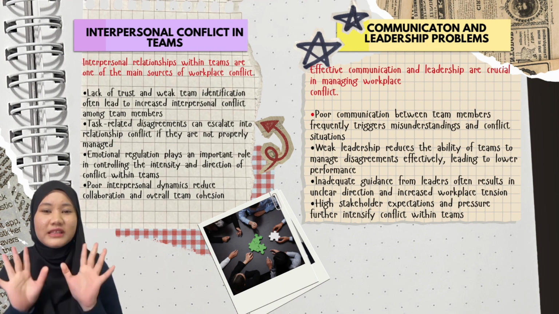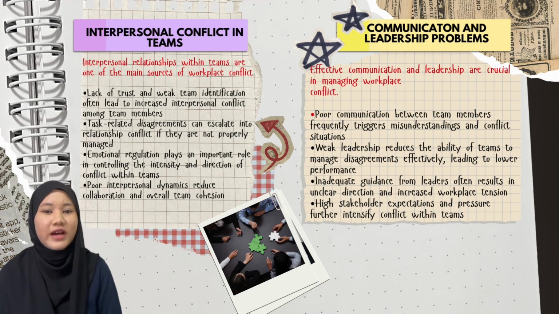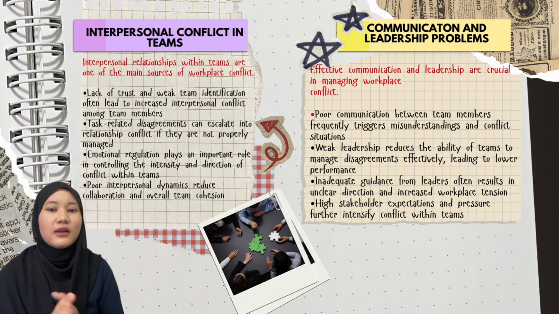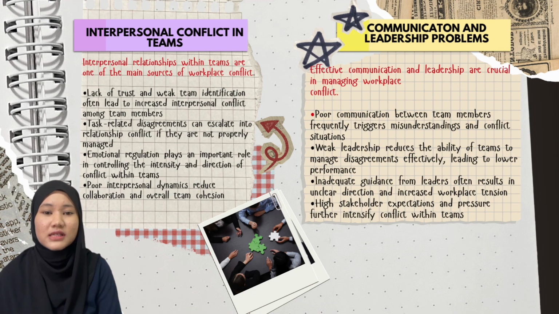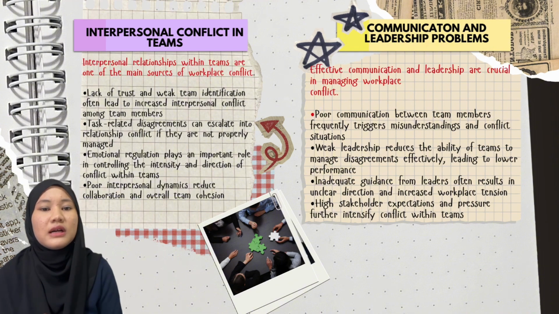Based on the analysis of the 10 selected journals, the first issue identified is interpersonal conflict in teams. This issue refers to conflict that occurs between team members due to differences in opinion, attitude, and ways of working. The journals show that a lack of trust and weak team identification are common causes of interpersonal conflict. When team members do not trust each other or feel disconnected from the team, misunderstandings and disagreements are more likely to happen. In addition, task-related disagreements become more personal conflict if they are not managed properly.